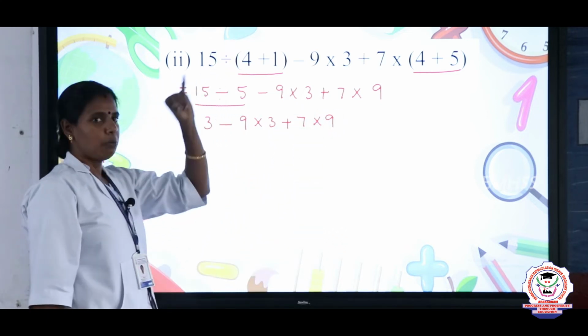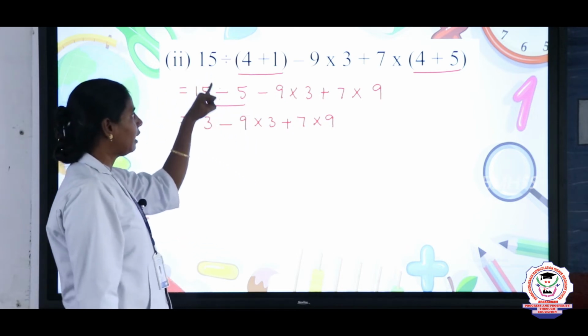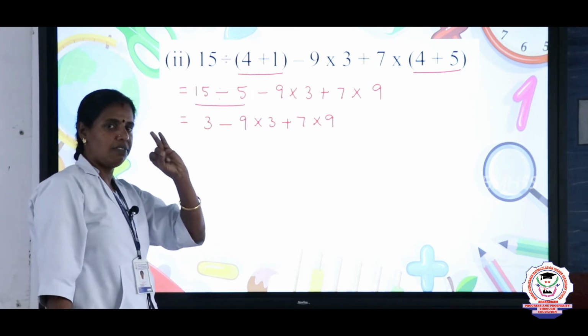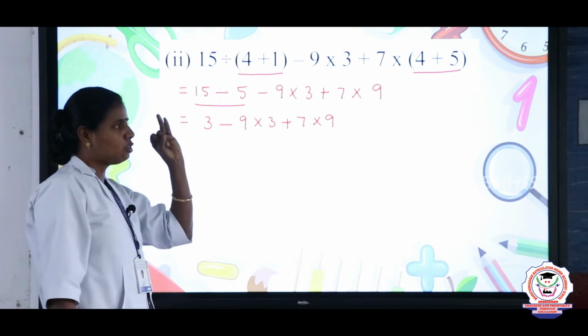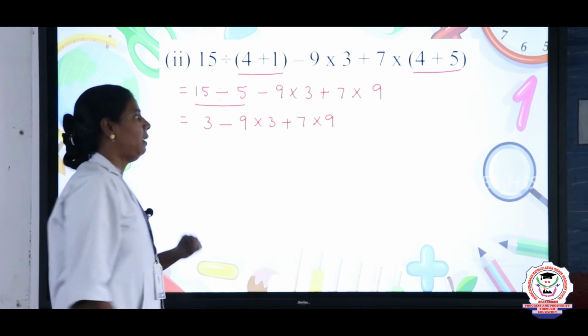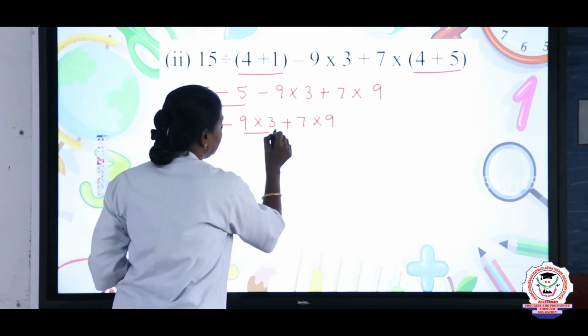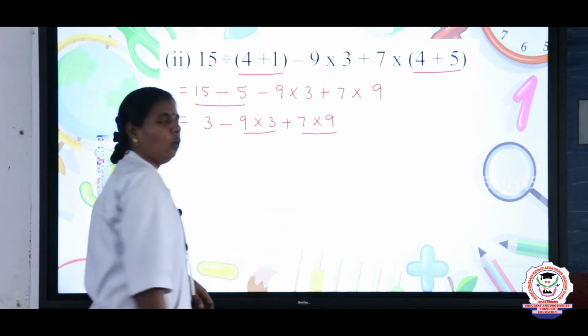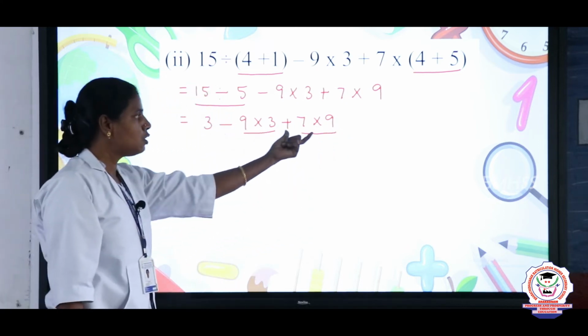So first we have removed the bracket. Next, D for division, we have finished. And then next to division we are going to take multiplication. So here 9 into 3 and 7 into 9. So solve these two now.